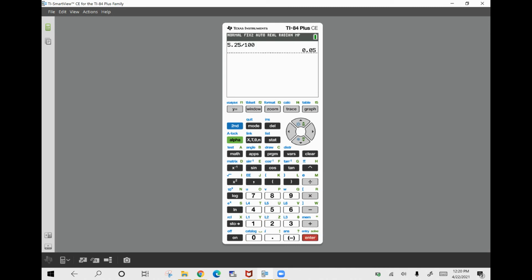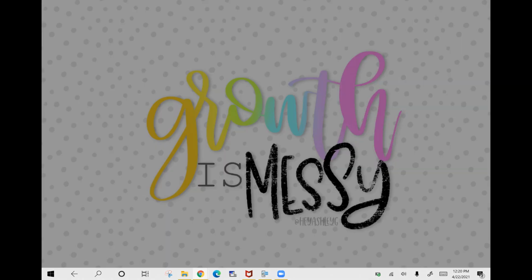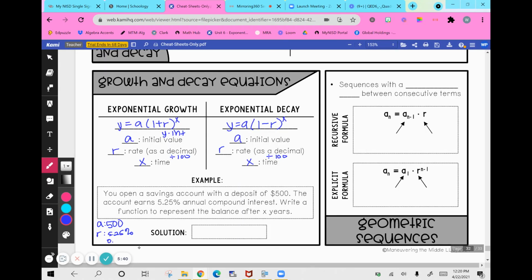And that gives me, oops, I have it set on float. I'm sorry, I had it set to round to a different setting. We're going to do this again. So it's going to give me 0.0525. Okay. And now we're going to plug it into that formula.